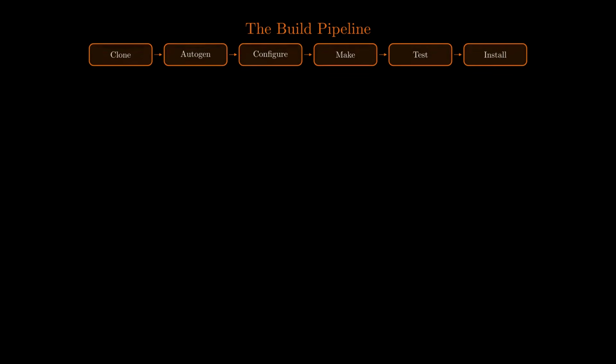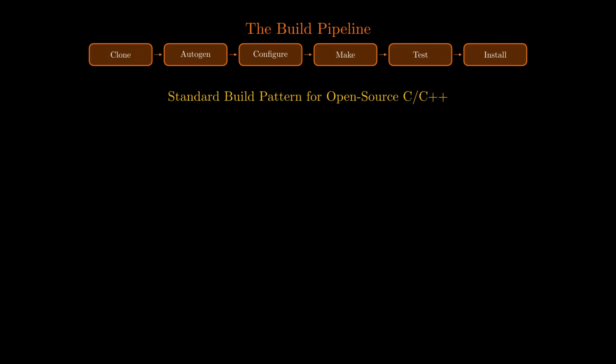Step back for a moment. What you've done is exactly what thousands of developers do to audit Bitcoin's code. The 6-step pipeline, clone, autogen, configure, make, test, install, isn't unique to Bitcoin. It's the standard build pattern for virtually every open source C or C++ project. Learn it once and you can compile the Linux kernel, Tor, or any GNU tool the same way.